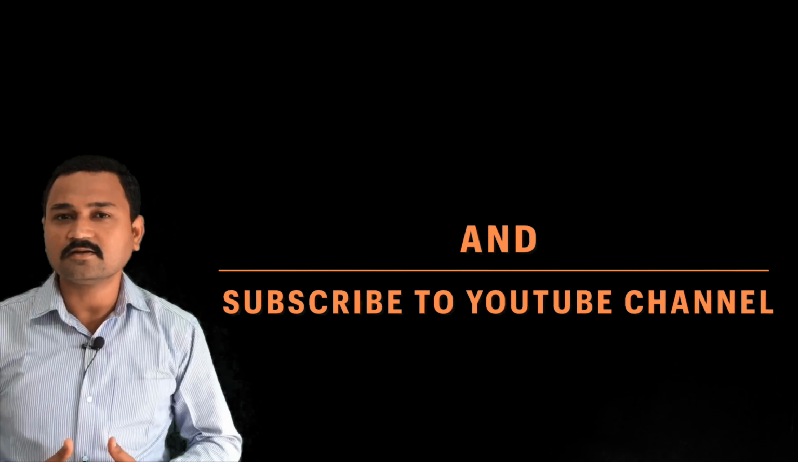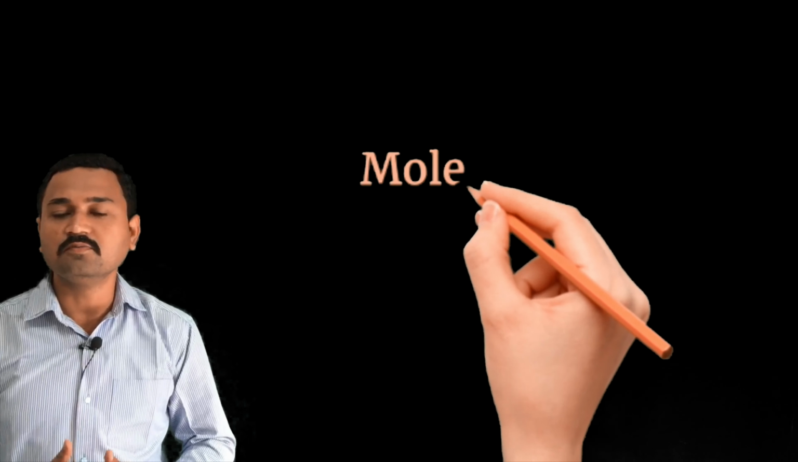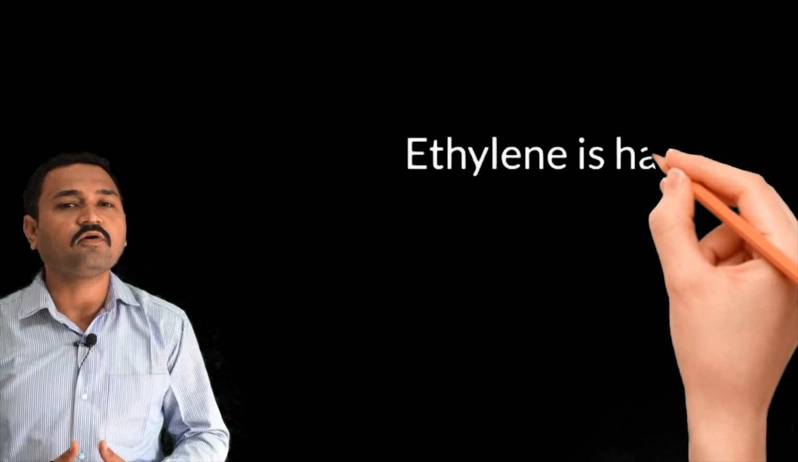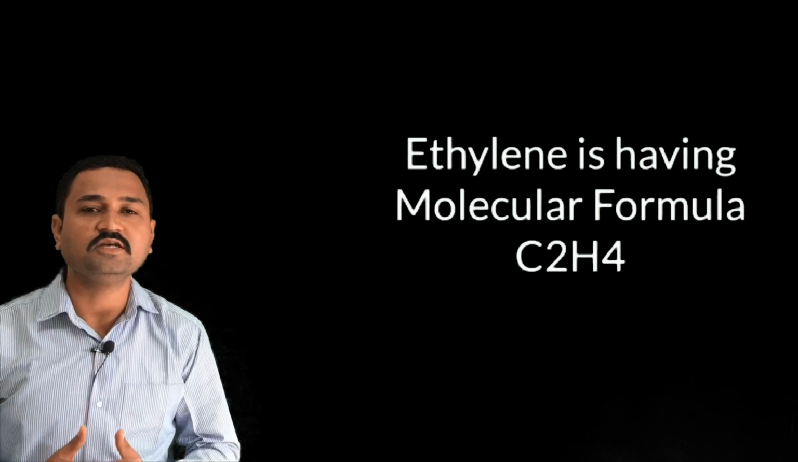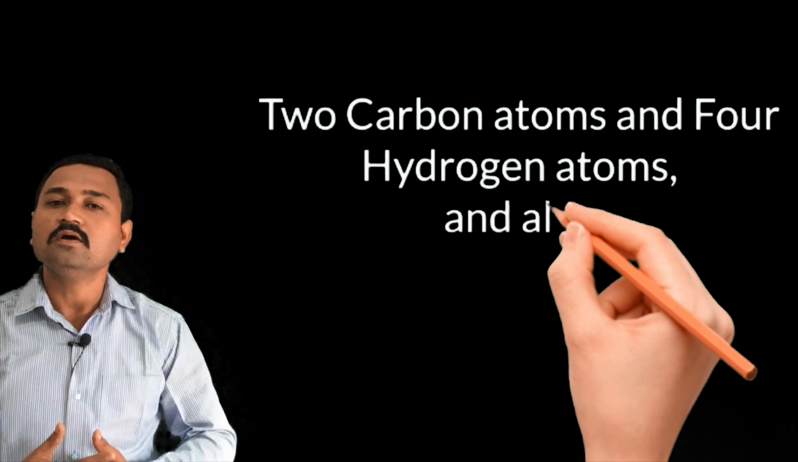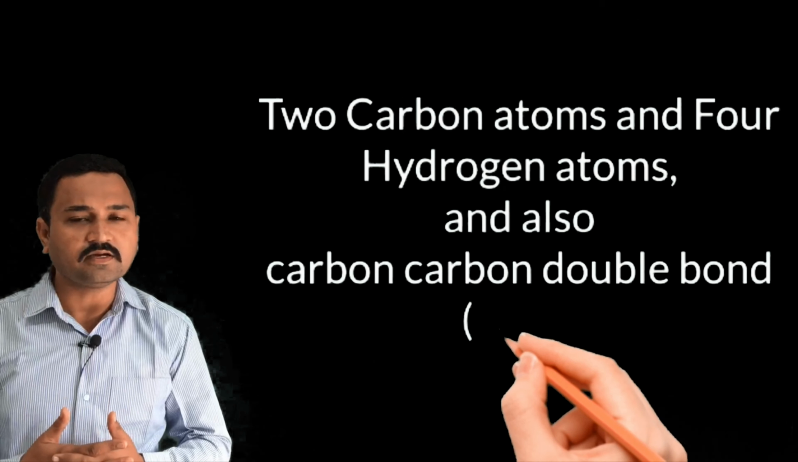Now let us consider the first step, that is the molecular formula of the ethylene molecule. We know that the molecular formula of ethylene is C2H4. So here in the ethylene molecule there are 2 carbon atoms and 4 hydrogen atoms, in which there is a carbon-carbon double bond between the 2 carbon atoms.